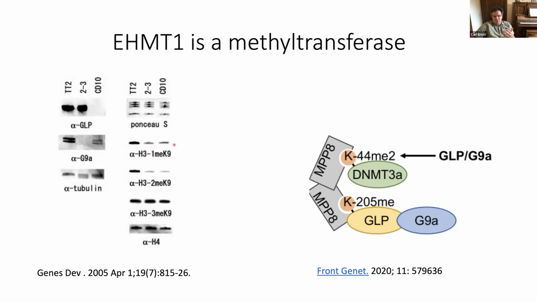The idea is this is doing something to add this methyl group, and it's got the shape and structure of something that should be adding a methyl group. There's also lots of reports about EHMT1 methylating non-histone proteins, so not in the nucleus.